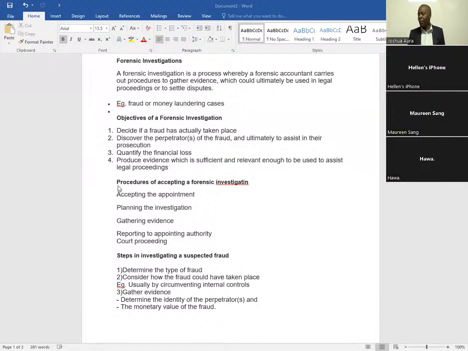Now, from there, we have procedures of accepting a forensic investigation. So if, for example, ladies and gentlemen, today you are Howard and Associates, and Howard and Associates has been auditing this particular company called Afrokeen. You've been doing the normal audit there, and then there is some payroll fraud scheme that has been discovered in the company, allegedly happening in that company.